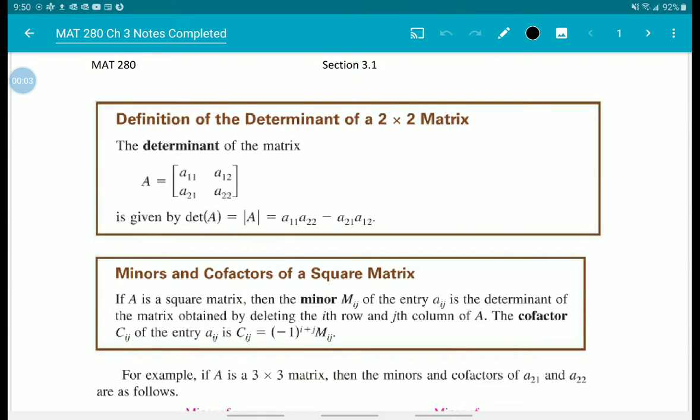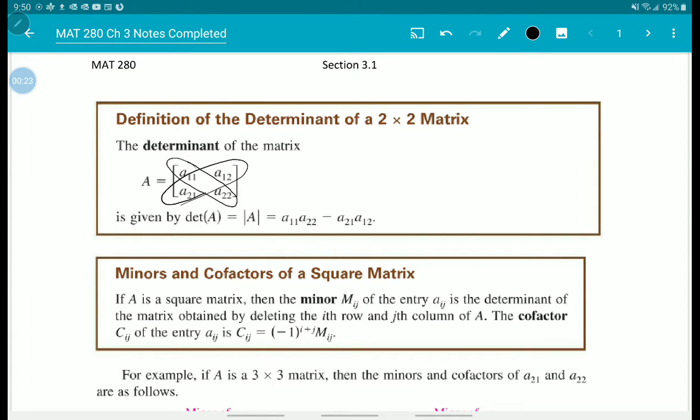So now we're moving on to talk about the determinant of a matrix. And we're going to start with the 2 by 2 because everything's kind of built off this idea of a 2 by 2. So when we talk about the determinant of a 2 by 2 matrix, it's just when we multiply these terms minus these terms.